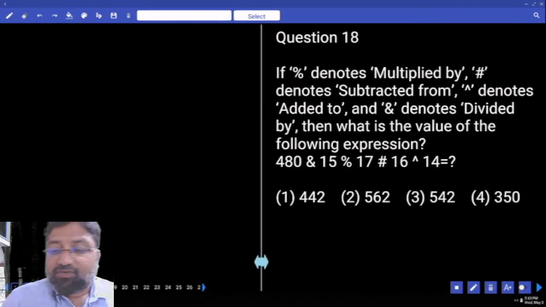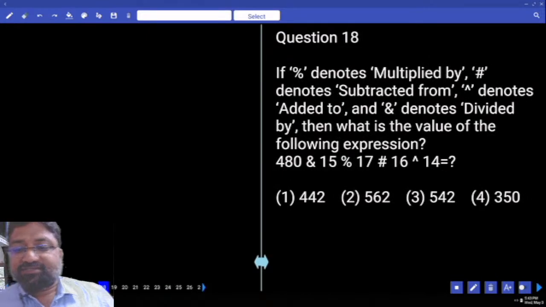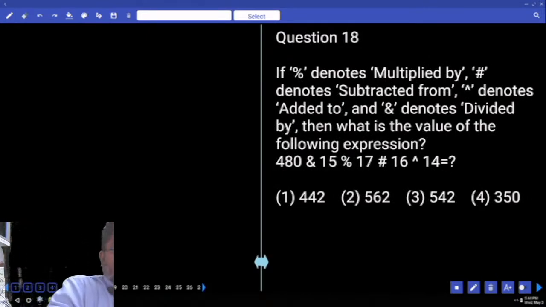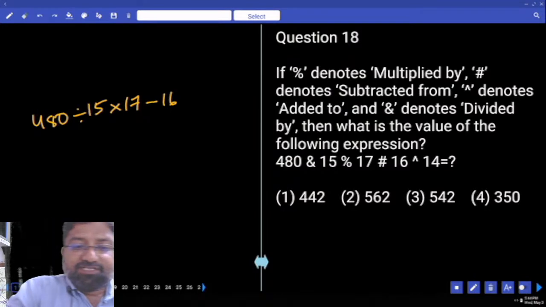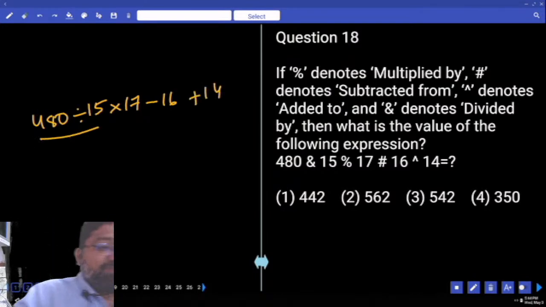Next. Each symbol denotes some mathematical operation. 480 ampersand, tell me. Divided by 15. Percentile multiplied by hash. What is hash? Subtraction. How much is this power? Plus 14. How many times does 15 go into 480? 32 times, because 3 15s are 45. Remainder 3, then 30, 2 times. 32. Correct, right?